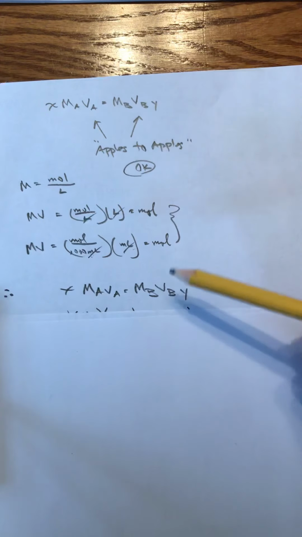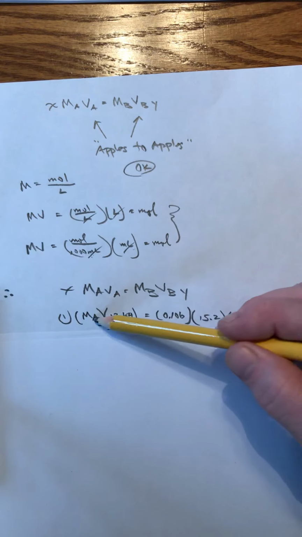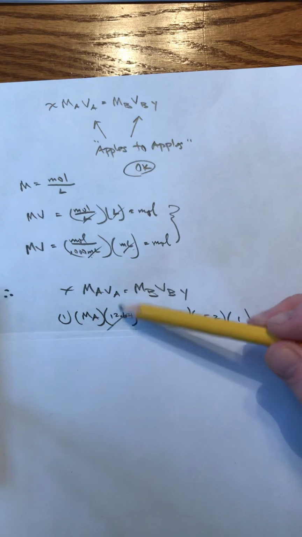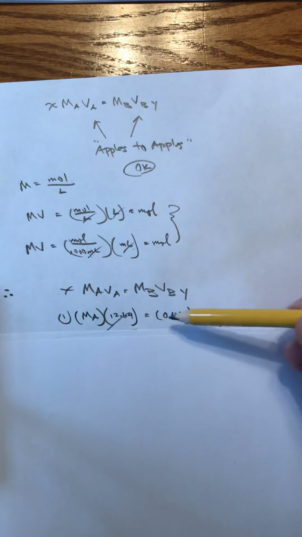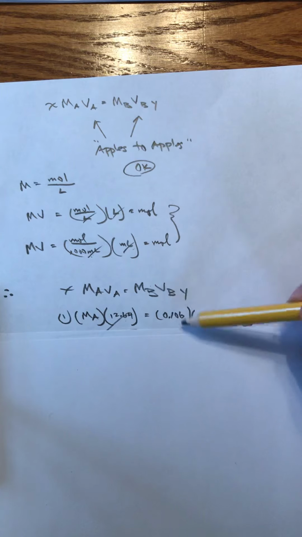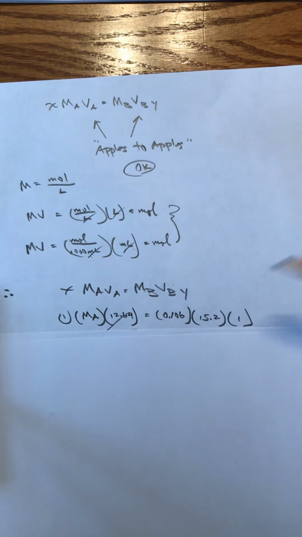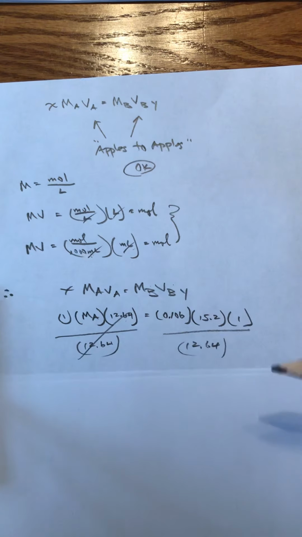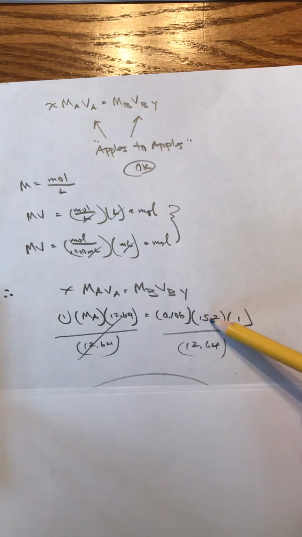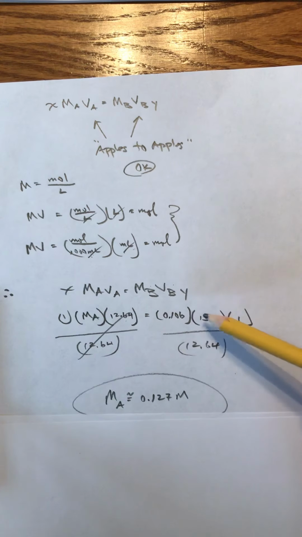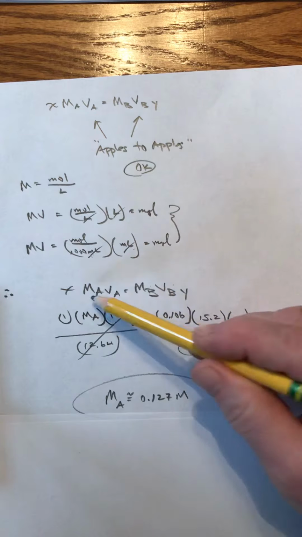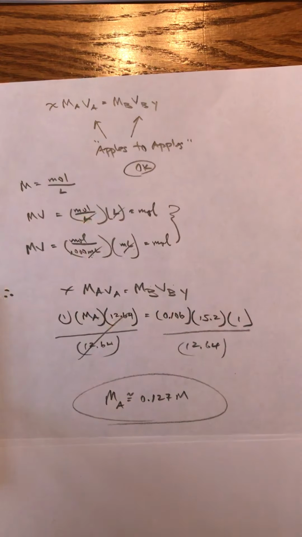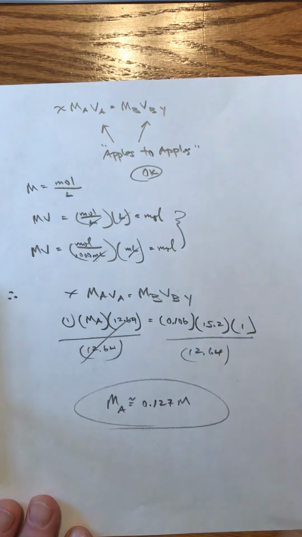Okay, so here's our formula, here's our data. X was 1, MA is what we're looking for. We had 12.64 for the volume of the acid. We have 0.106 for the molarity of the base. We have 15.2 for the volume of the base, and Y was 1. Divide out. This was in milliliters, your answer's in milliliters. Over here, I'm sorry, this is molarity, this is going to be molarity. This is 0.127-ish. All right, not too hard, straight up algebra.